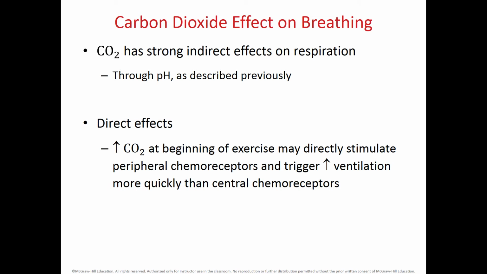So CO2 then has indirect effects on respiration through changing the pH levels in acidosis, as we said before, but will also produce direct effects, in which whenever you have increased levels of CO2 because you're starting to exercise, you will stimulate your peripheral chemoreceptors, and then you increase your ventilation. And this will be more important because this will act more quickly than the central chemoreceptors. So you don't have to wait for changes in pH to start breathing faster when you need it.